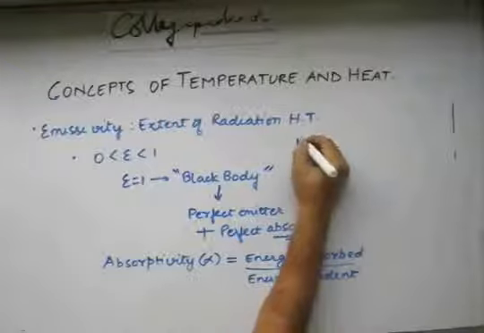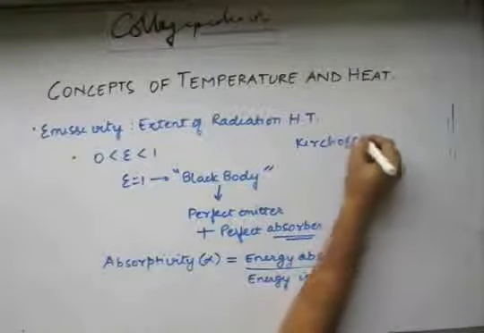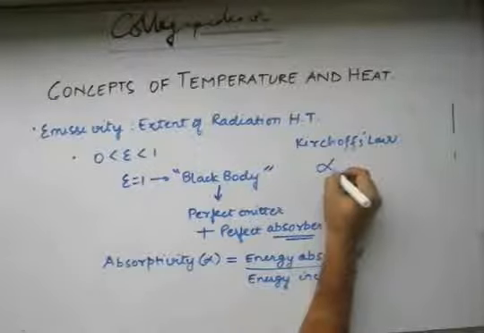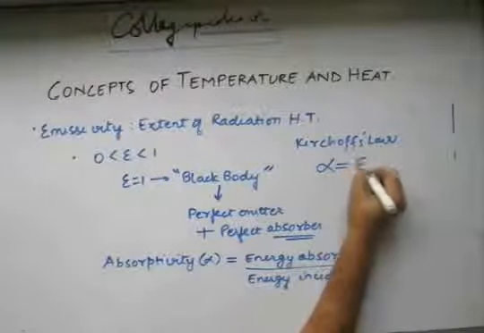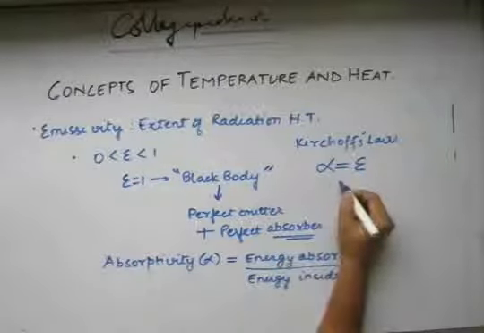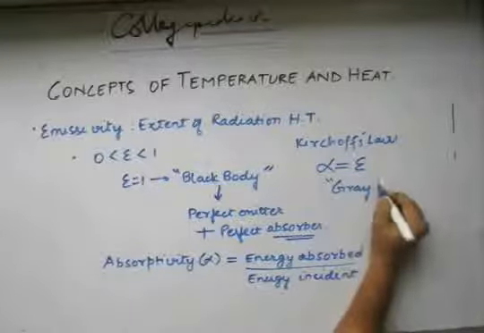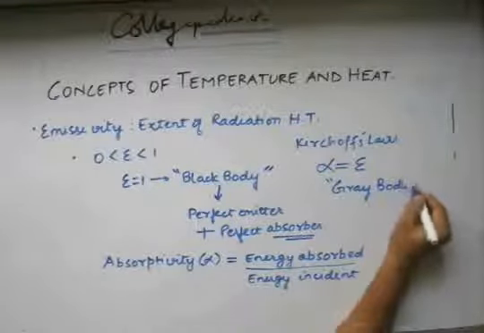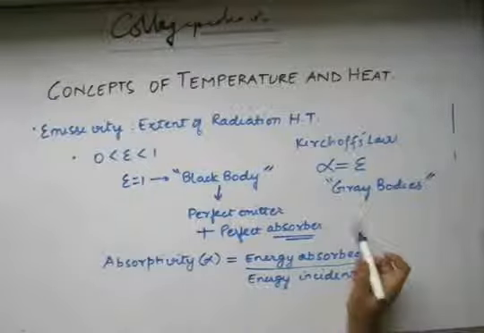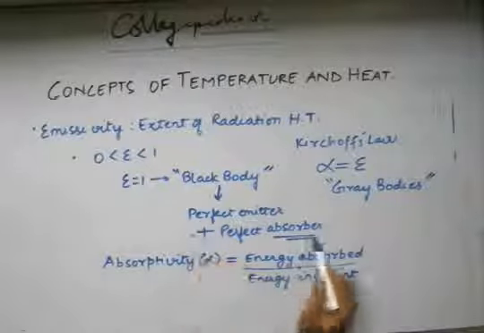Kirchhoff's law says that absorptivity alpha is equal to epsilon for all such bodies. These bodies are generally known as gray bodies. This is also true in case of a black body, in which case both are equal to 1, which is basically the statement of a black body.